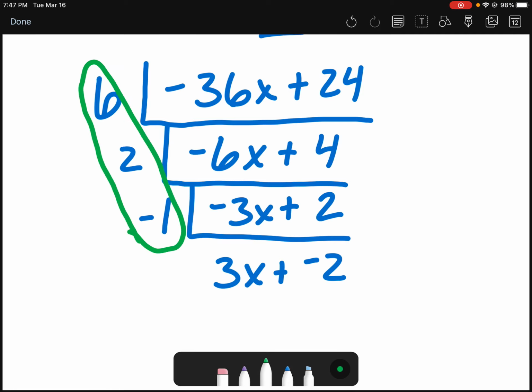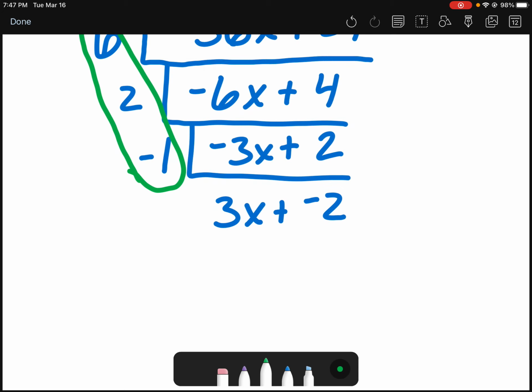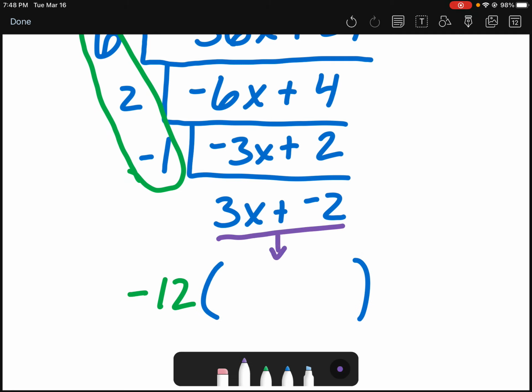I can go ahead and take these numbers out here, multiply them together. 6 times 2 times -1 is -12. Bring my parentheses here. I'm taking this number right here, putting it inside my parentheses. I'd have 3x plus -2. And that is my factored expression.